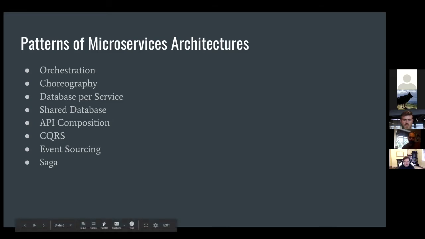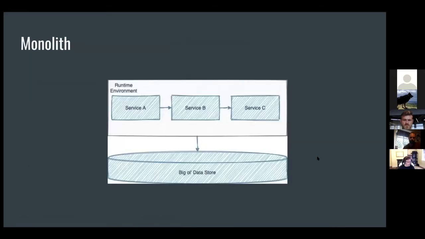So let's have a look first at what's as far away from microservices as you can get. Well, it's the monolith. We've all seen systems like this. Services A, B, and C all exist in the same runtime environment. It means they're not independently deployable or scalable. You have one big old data store. That means those services are highly coupled usually. The reusability of that is low to none without you making code changes.